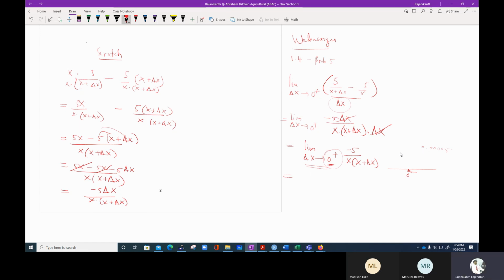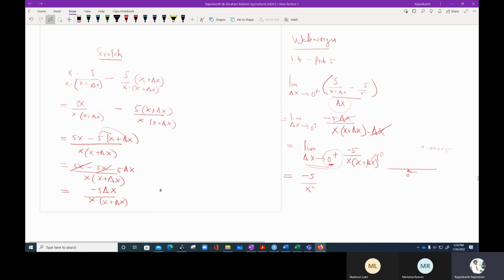But a positive number. What will happen if you plug in some very small number instead of delta x? That number also is going to be very small, right? Very close to 0. So that means your answer is going to be negative 5 over x times x, which is x squared. So this is going to be the limiting answer of that problem.